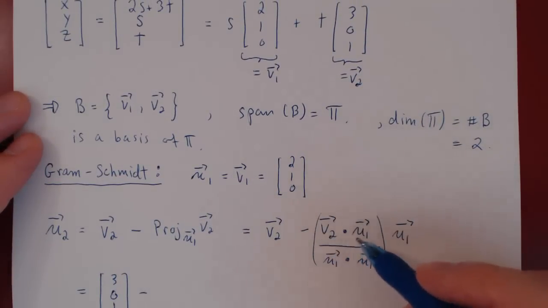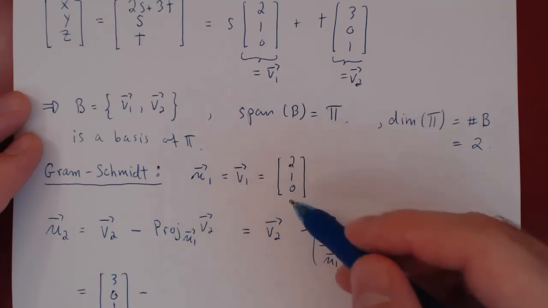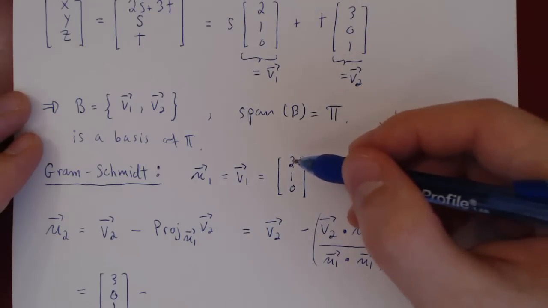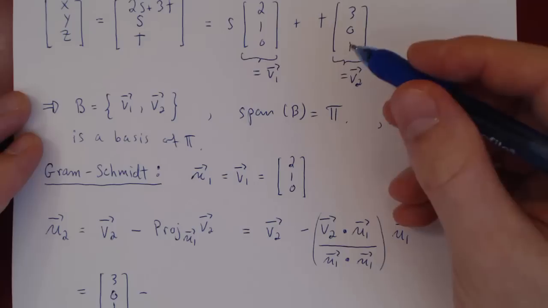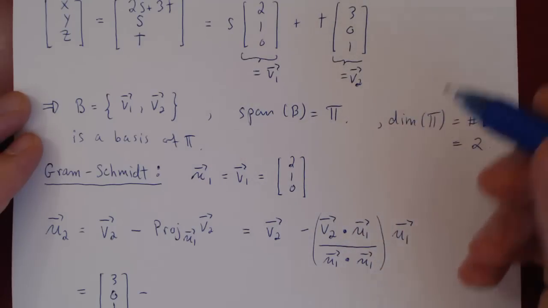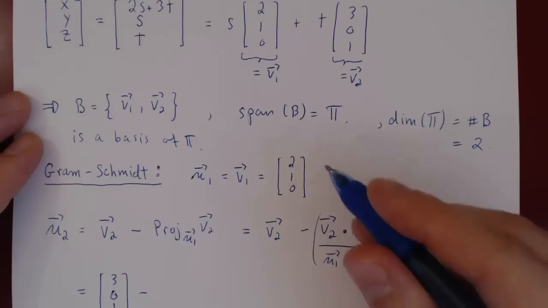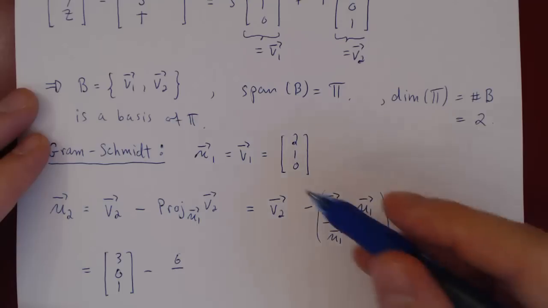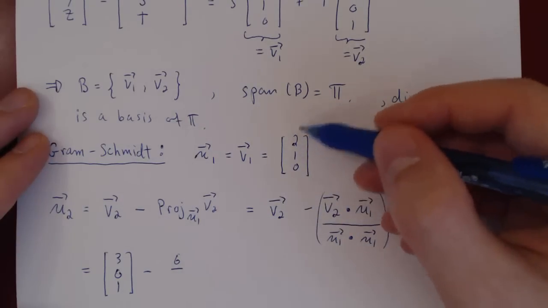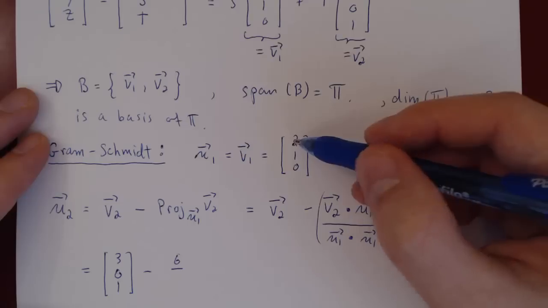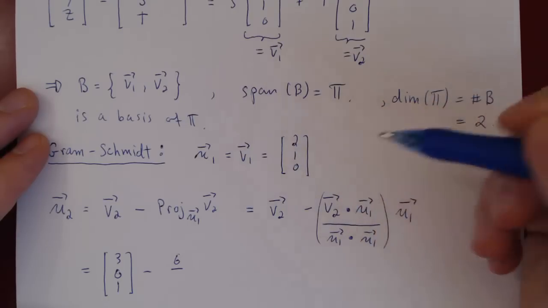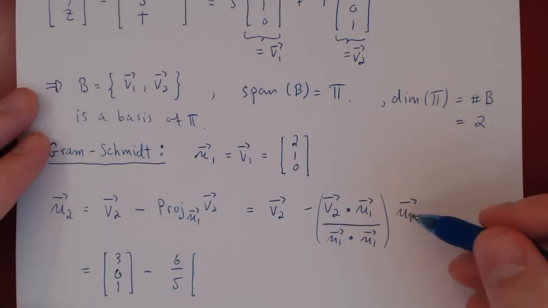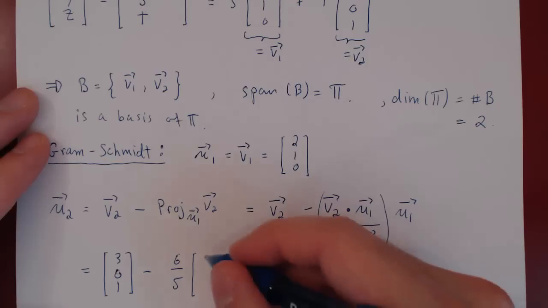So v2 dotted with u1, but u1 is just v1. So let's dot v2 with u1. We'll get 3 times 2, 6, plus 0 times 1 is 0, plus 1 times 0 is 0, so we'll get simply 6. So v2 dotted with u1 is 6, divided by u1 dot u1. Well, here's u1, and if you dot u1 with u1, you'll get the sum of the entries squared, and you'll get 4 plus 1, 5, times the vector u1, which is 2, 1, 0.